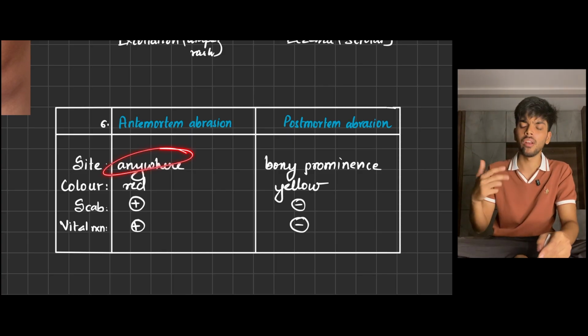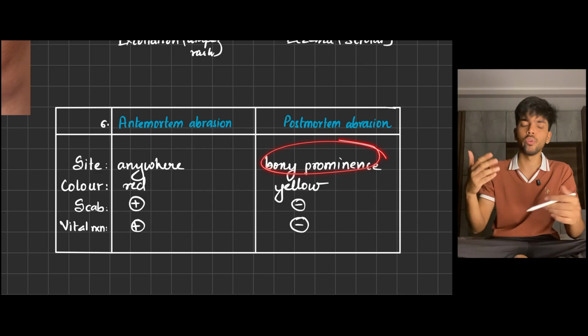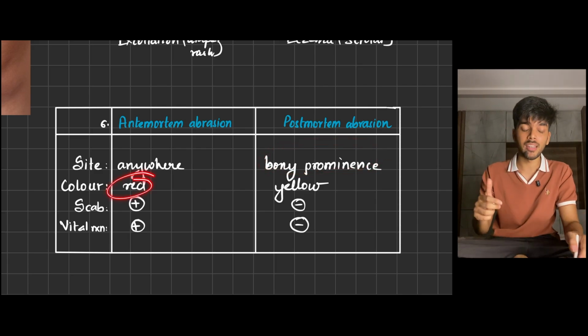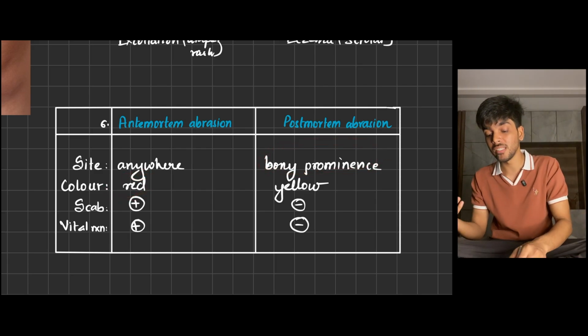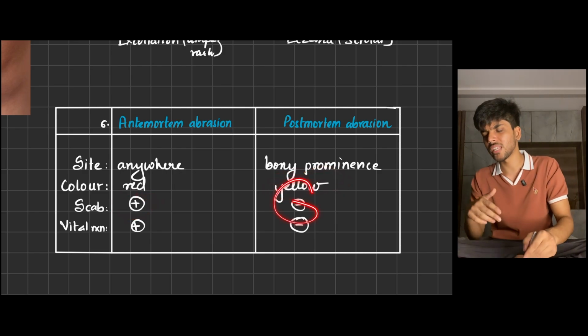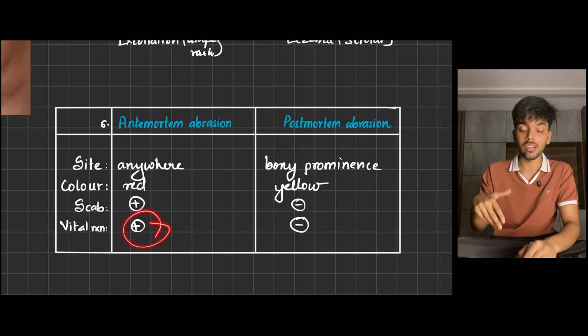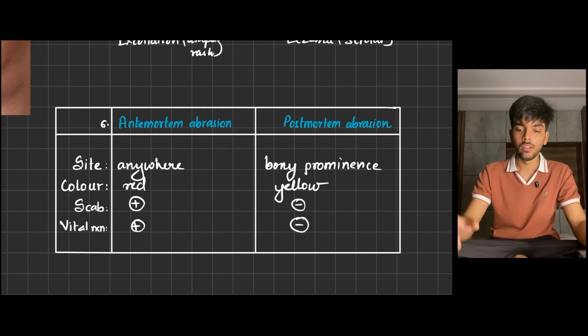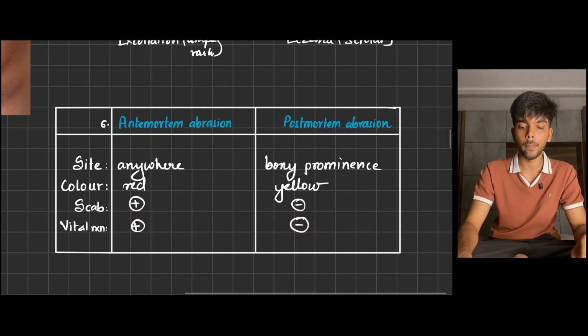The way you can differentiate abrasion that was inflicted before death from after death are: number one, before death it can be anywhere. After death it is most commonly over bony prominence. Before death the abrasion is red. After death, if there is abrasion, it is yellow due to lack of blood. Before death there is scab formation. After death there is no scab formation. Before death there is vital reaction. After death there is no vital reaction. And with that you are done with abrasion.